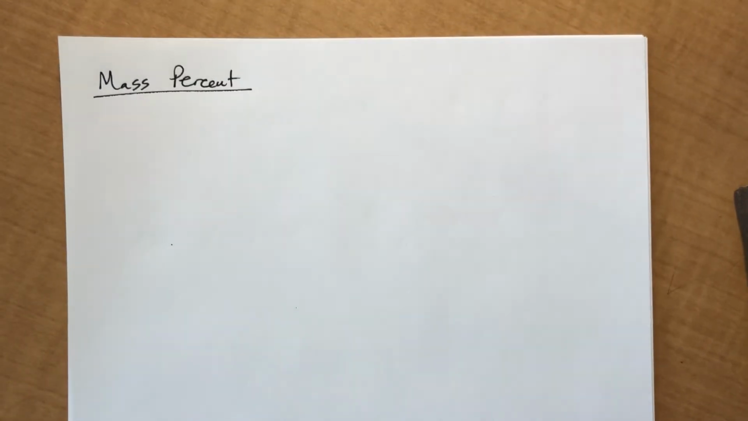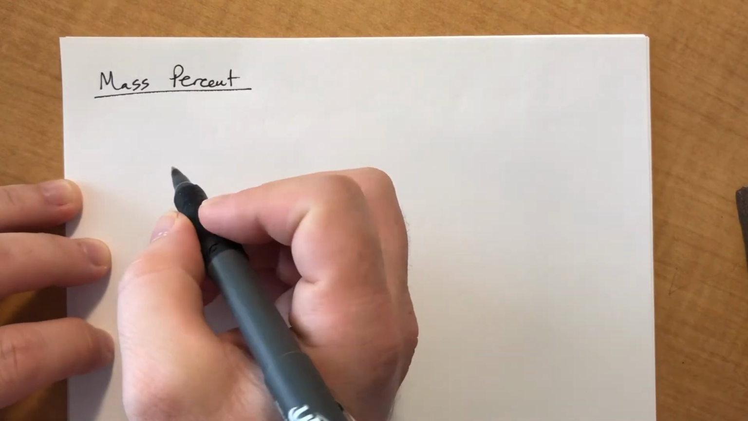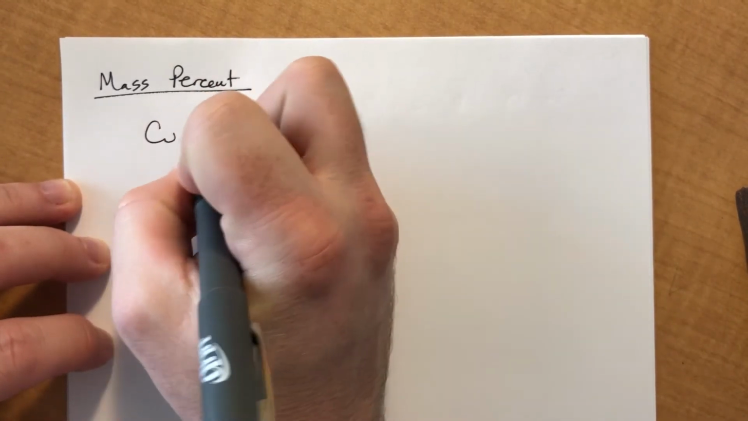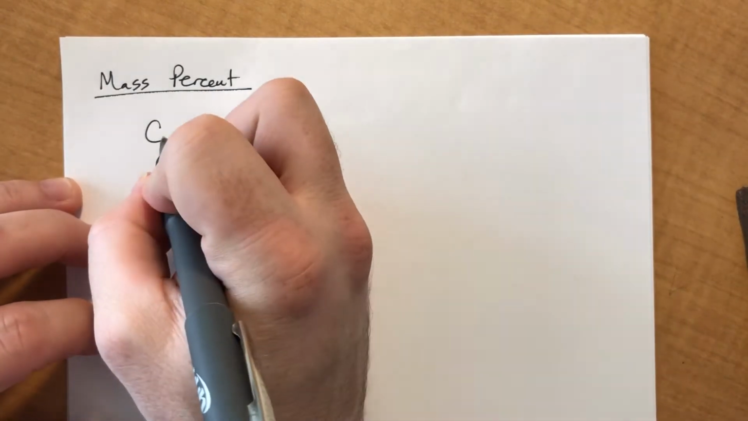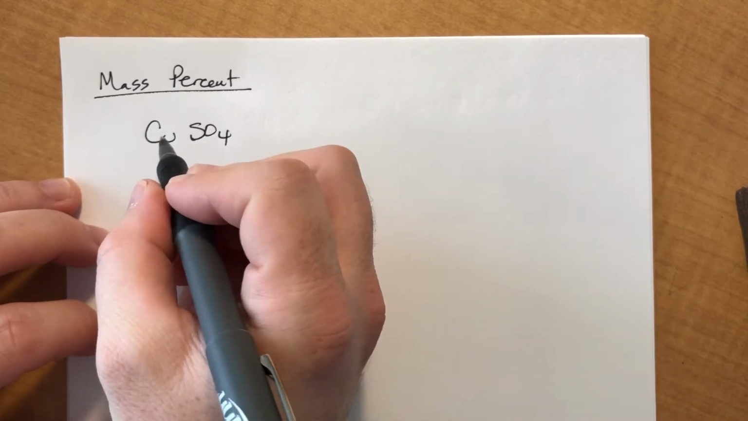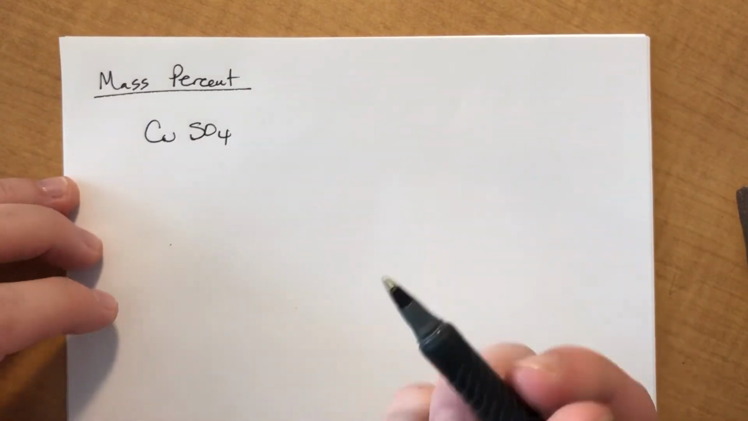Hi, in this video we're going to learn about mass percent, and the idea is we can use the molecular formula and the molar masses to figure out what percentage of the total weight each of the elements is in a compound. So for example, if we had a compound like copper 2 sulfate, sulfate has a -2 charge, so copper would have to have a +2 charge.